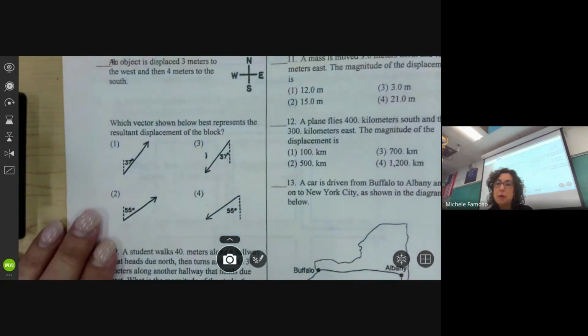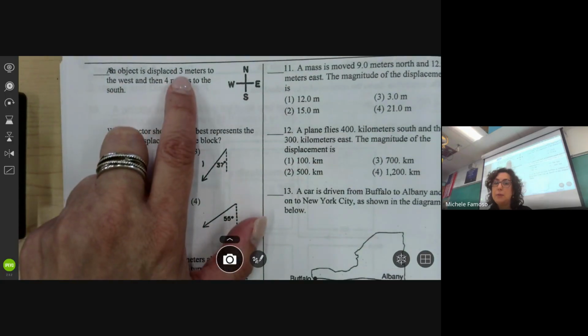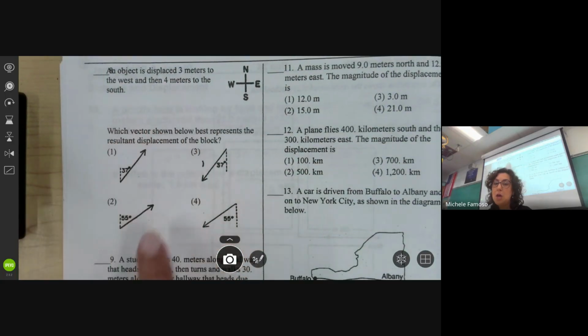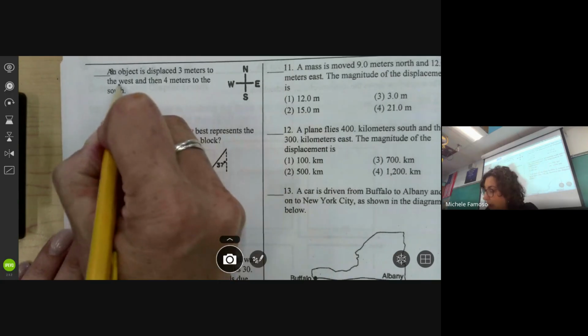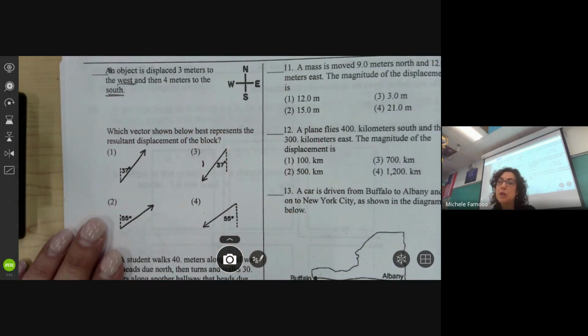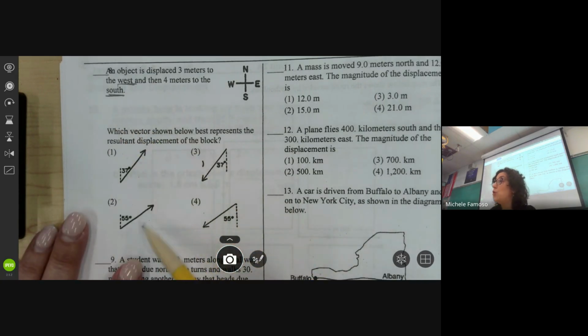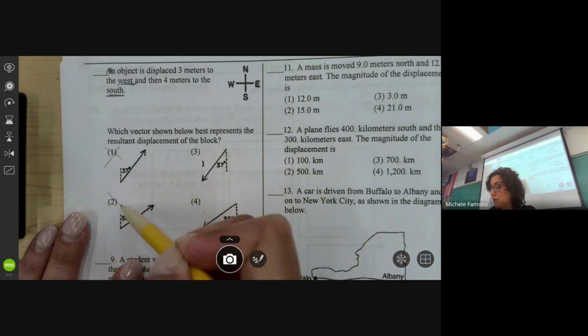Anything else? Yeah, let's go over number 8. Number 8 asks you which vector represents the displacement of 3 meters west and 4 meters south. Hopefully you eliminated 1 and 2 right away, because we went west and south, which means your resulting displacement is somewhere southwest. These are pointing somewhere northeast. So those are no good.